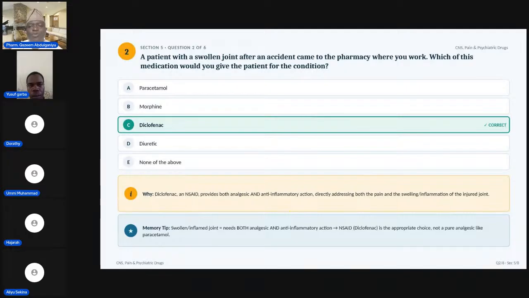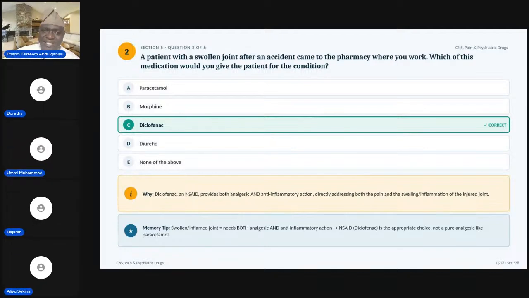The next one says a patient with a swollen joint after an accident came to the pharmacy where you work. Which of these medications would you give the patient for the condition? Swollen joint, that's an inflammation. Don't forget, that is an inflammation. So you don't just need a drug that is an analgesic, but you also need a drug that has anti-inflammatory action. And that's why you now choose diclofenac instead of paracetamol or even morphine.